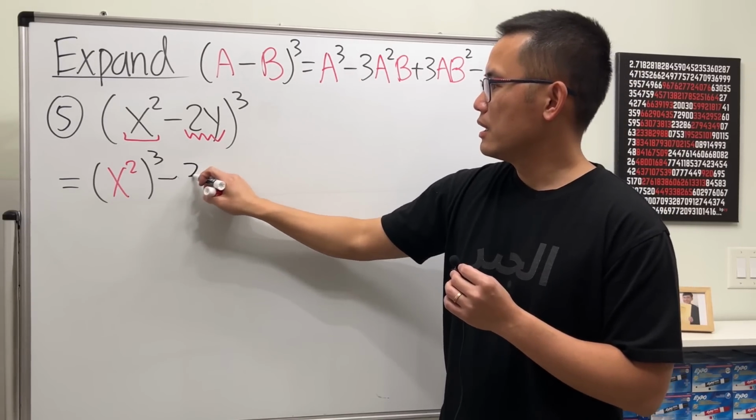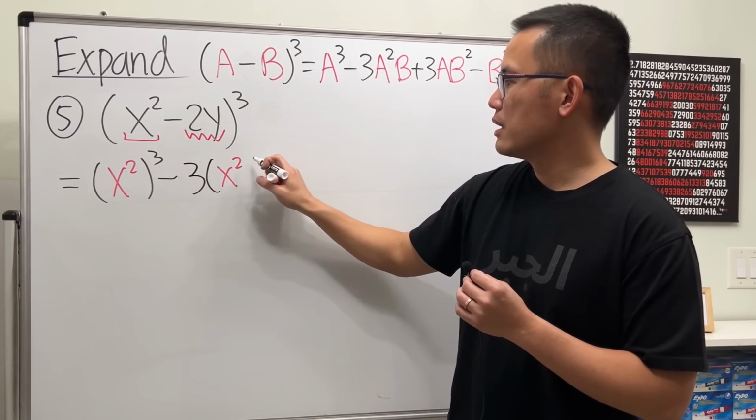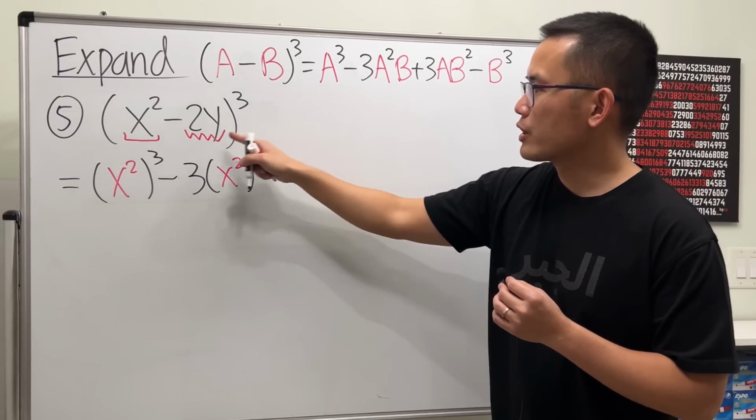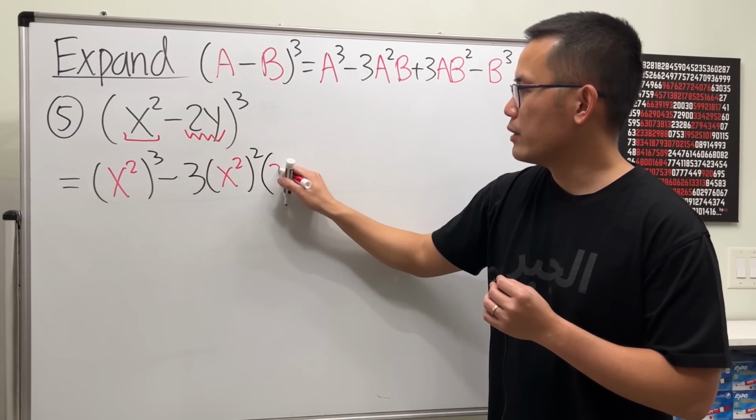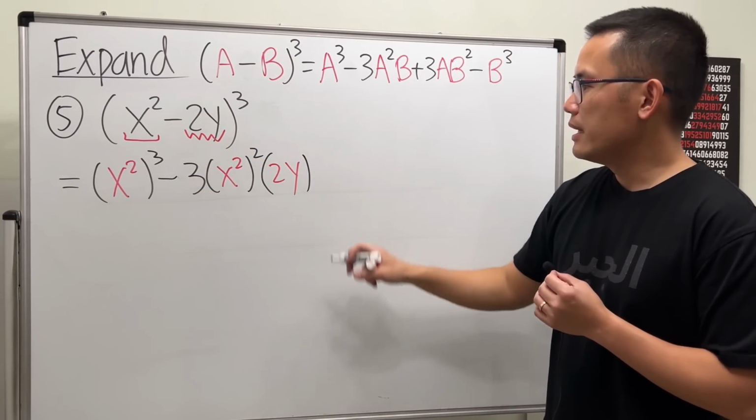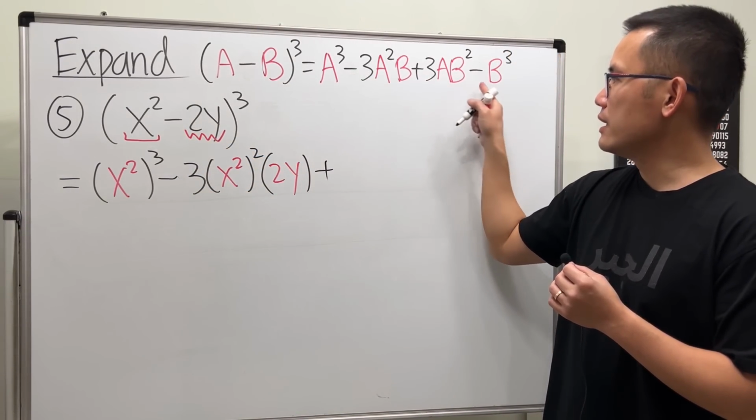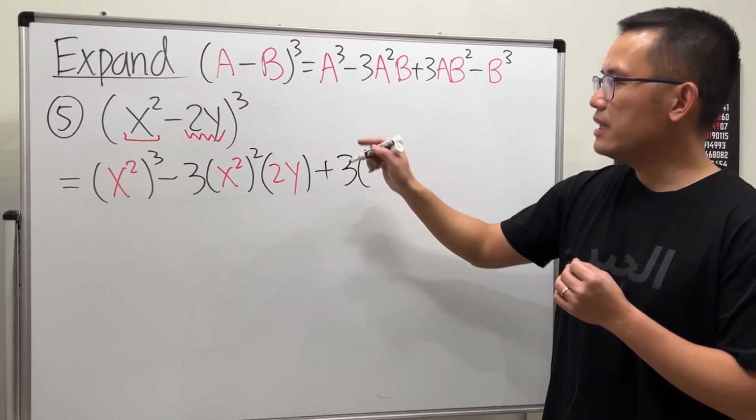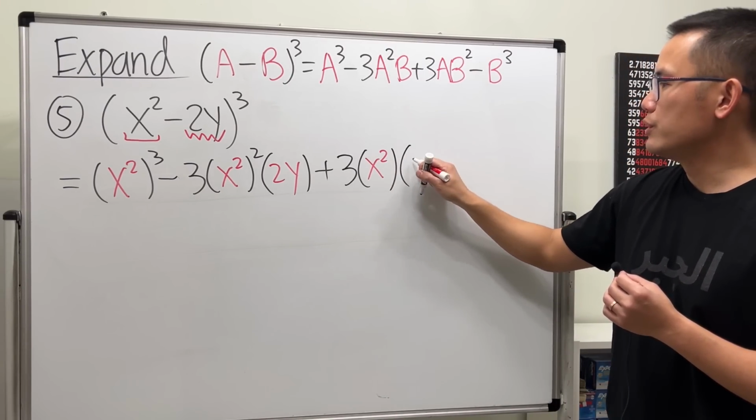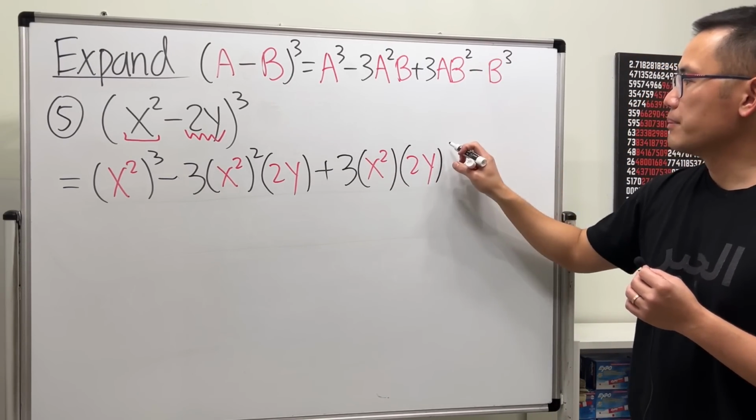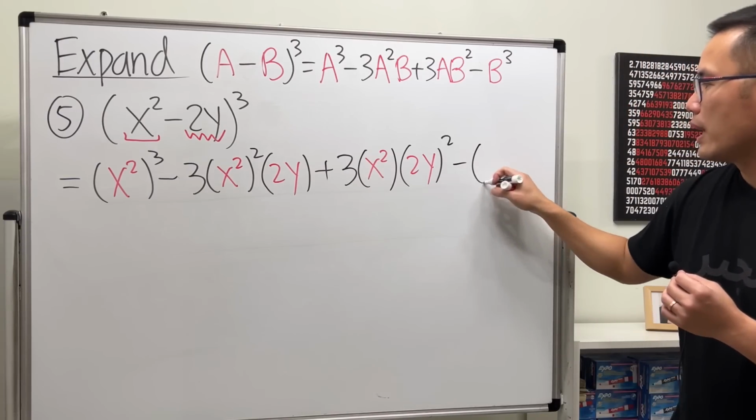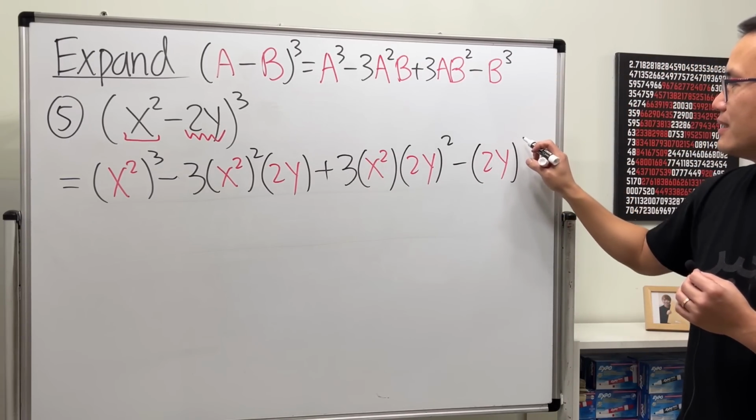Take the 3 times the a, which is x squared, and then remember the power of a goes down, right? And then we will have to multiply by the b, and just the 2y though, because the negative was accounted for right here already. And then just continue, plus, the sign alternates. So plus 3, a is x squared, here is to the first power, and then times b, which is 2y, here is to the second power. And then finally, minus b, which is 2y, and then lastly, it's the third power.